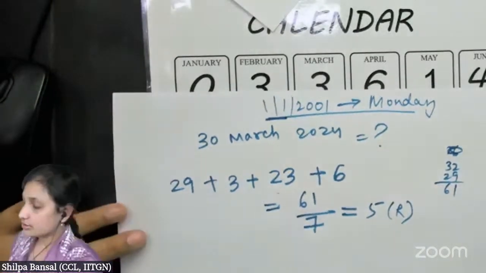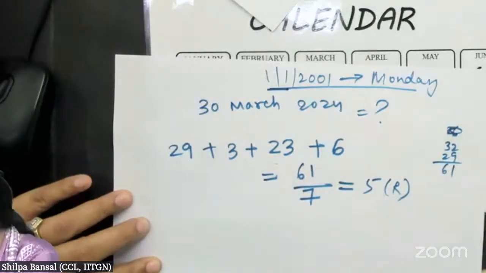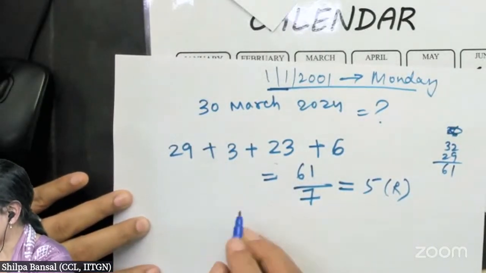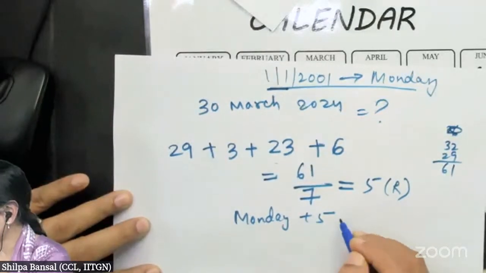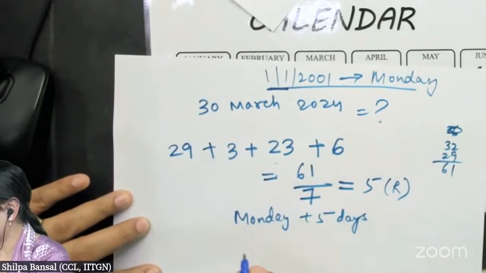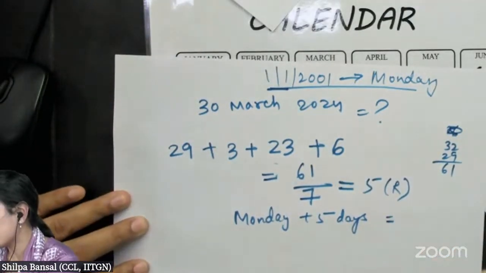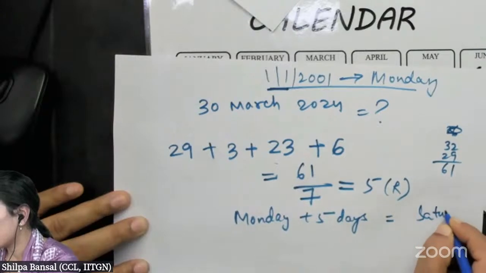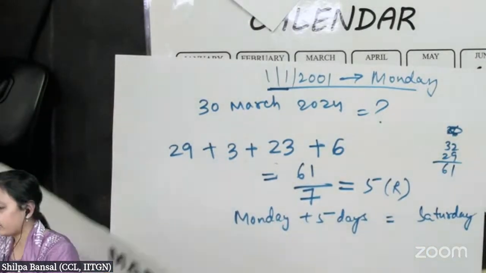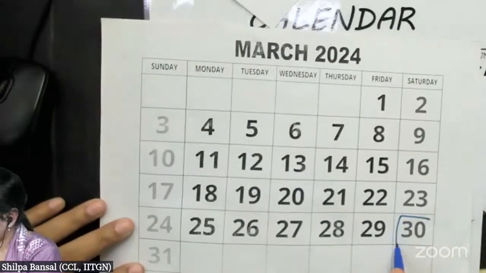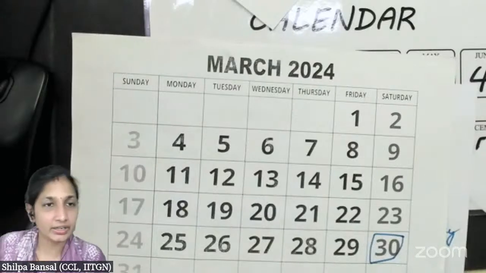So I don't know, maybe I have made a mistake or not. We'll see. If I go from Monday, plus 5 days extra. We will go 5 days ahead of Monday. So it is Tuesday, Wednesday, Thursday, Friday and Saturday. It will be Saturday. So let's see if it is Saturday or not. So it is Saturday. So I have done it correctly.